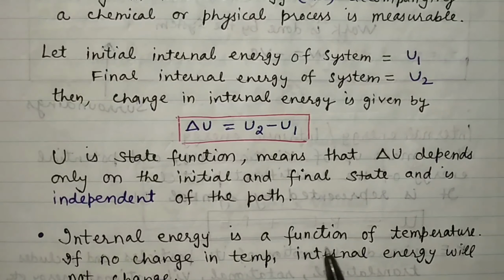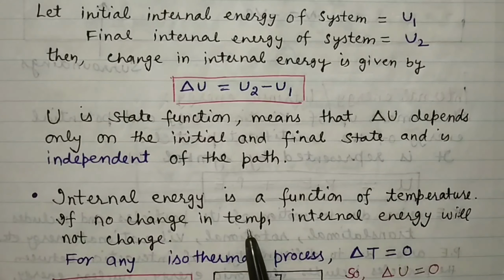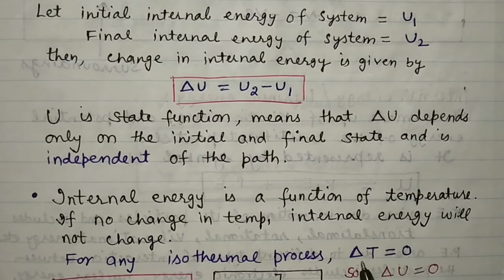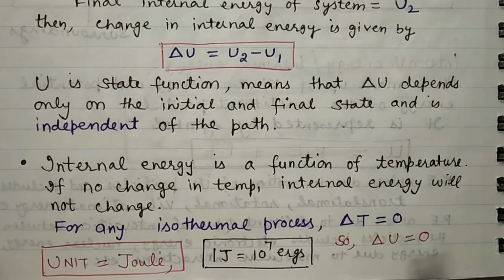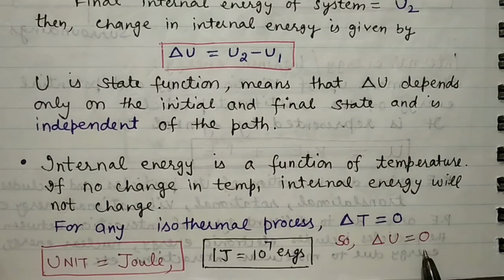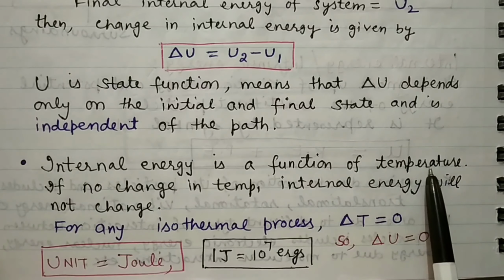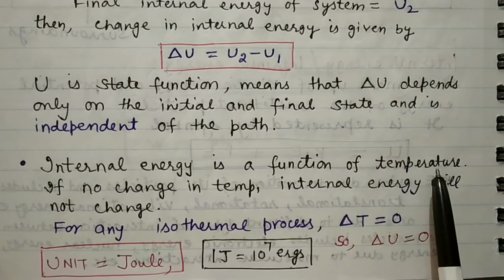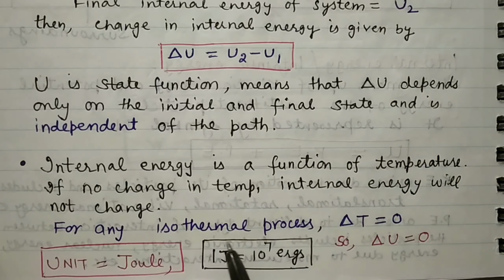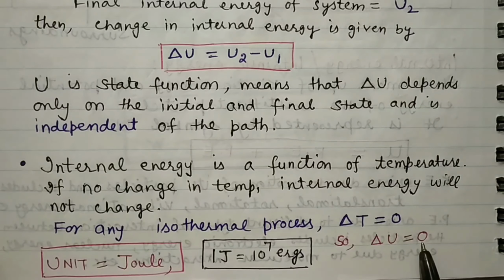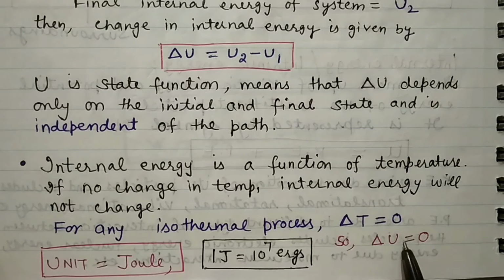Now internal energy is a function of temperature. If there is no change in temperature, that is delta T is 0, then definitely the change in internal energy, delta U, will be 0, because internal energy is associated with temperature. If temperature is high, then the internal energy will be high. And because it is energy, the unit for internal energy is joule, and there is a relationship that 1 joule is equal to 10 raised to power 7 ergs.